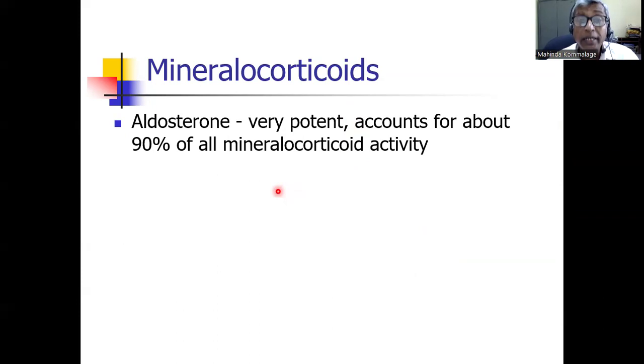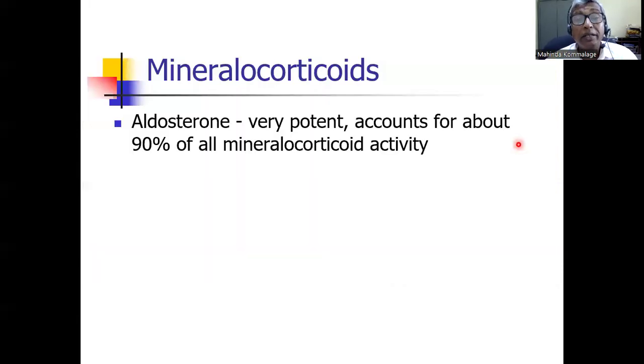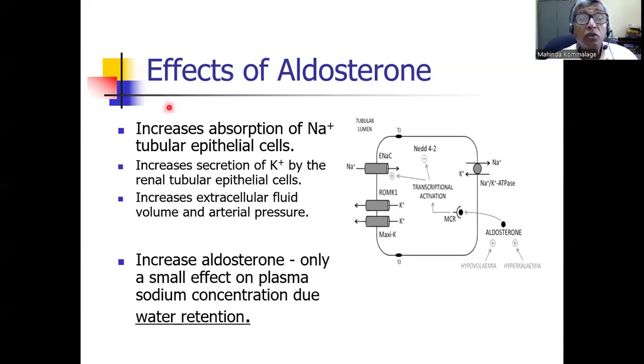Right. So we'll move to mineralocorticoids. The most potent, most common mineralocorticoid is aldosterone. Here you see this aldosterone. It's a very potent mineralocorticoid. Aldosterone accounts for about 90% of mineralocorticoid action. So basically, when we talk about the mineralocorticoid action, we use aldosterone, but remember other hormones might have some mineralocorticoid action, right? So aldosterone acts on the renal tubule, right?